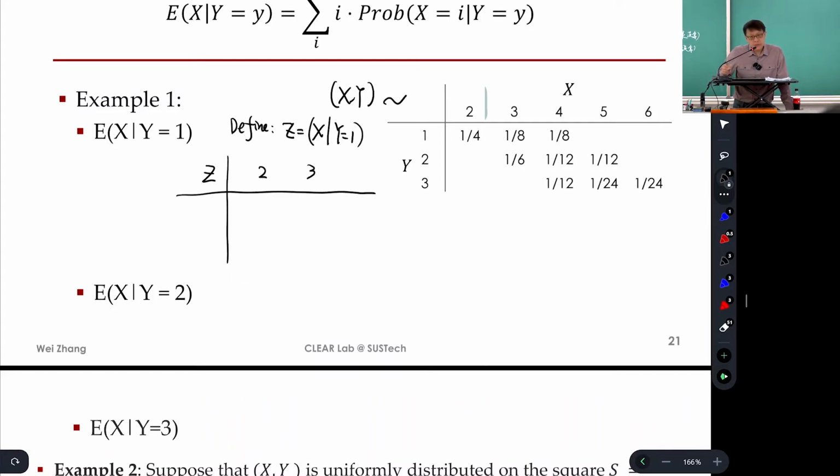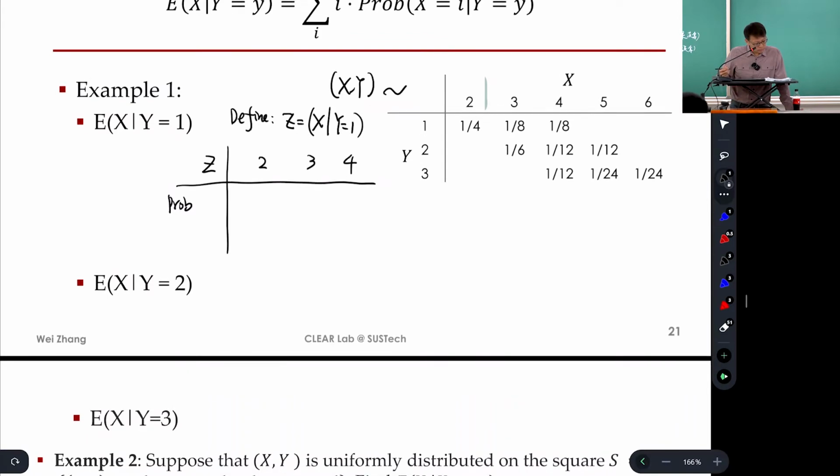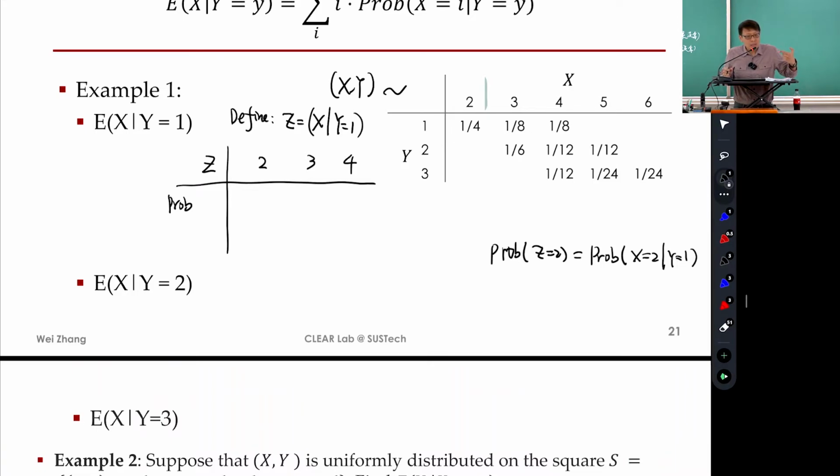And the probability of this Z is what? What's the probability of Z equal to 2? So the probability of X equal to 2 given Y equal to 1, okay? You have to understand this notation. So now I fix my world to, or constrain my world to, the case of Y equal to 1, okay? In that particular case, X can still be random. I call that random variable Z now. How to compute this? It's the probability of X equal to 2, Y equal to 1, divided by the probability of Y equal to 1.